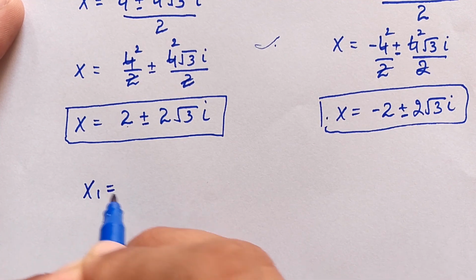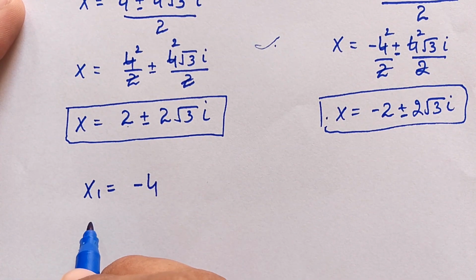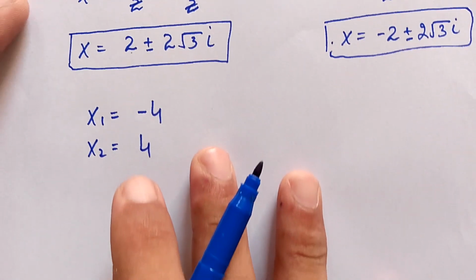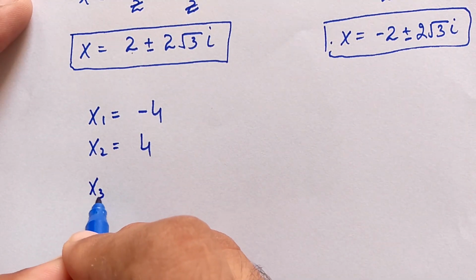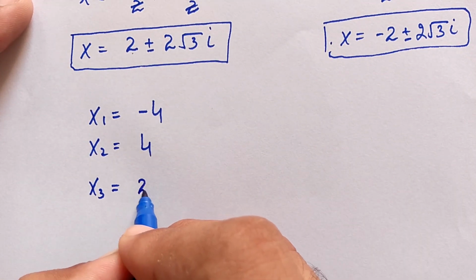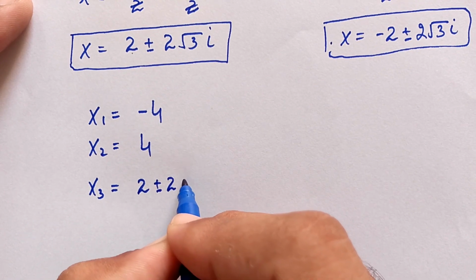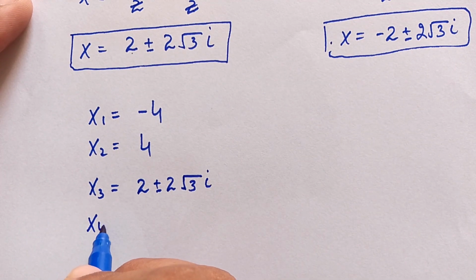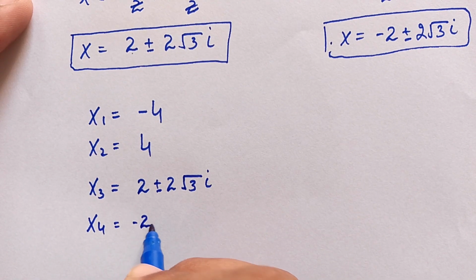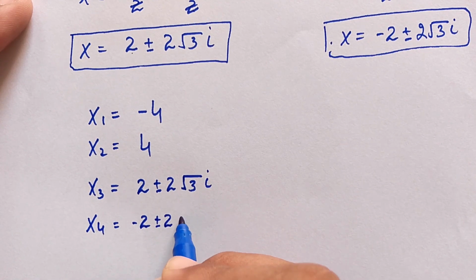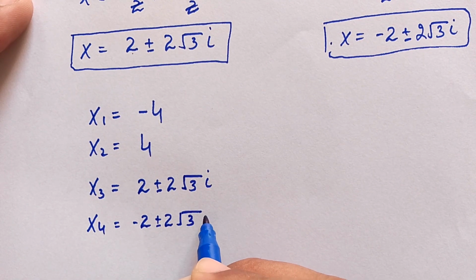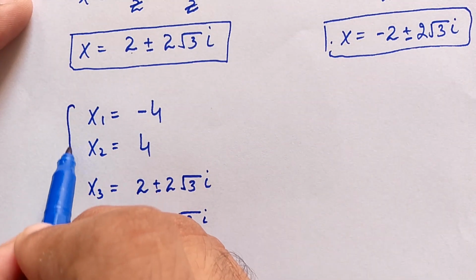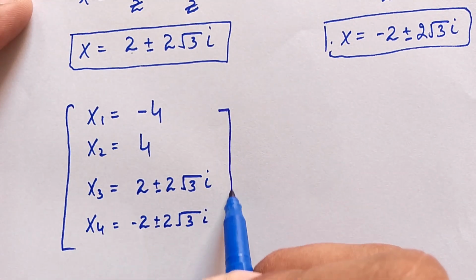So here x1 is equal to minus 4, x2 is equal to plus 4, x3 is equal to 2 plus minus 2 square root of 3i, and x4 is equal to minus 2 plus minus 2 square root of 3i. So these are the possible answers and the values of x.